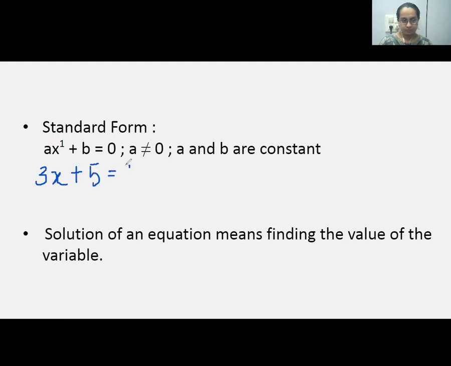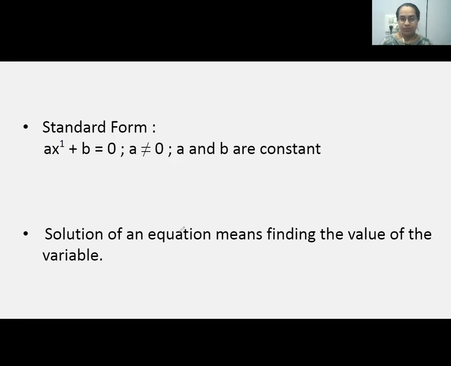It works, right? But if I'm taking a as a 0, 0 into x plus 5 is equal to 0, then students, if any variable is multiplied with 0, it becomes 0. So the variable will be eliminated. And without variable, no need of the equation, right? So this condition is very helpful. That is, a need not to be 0.